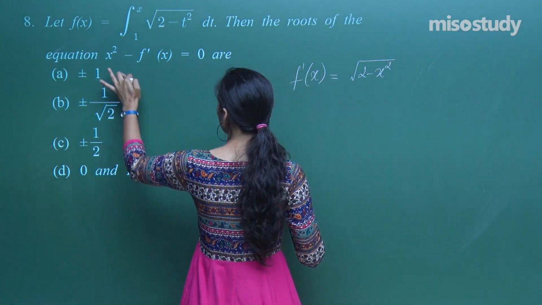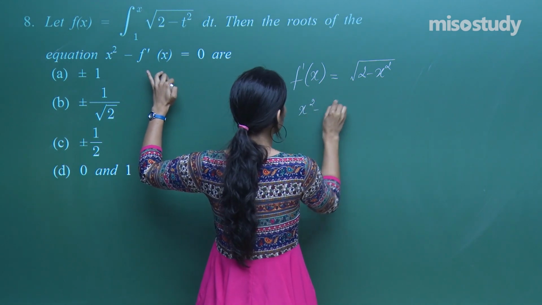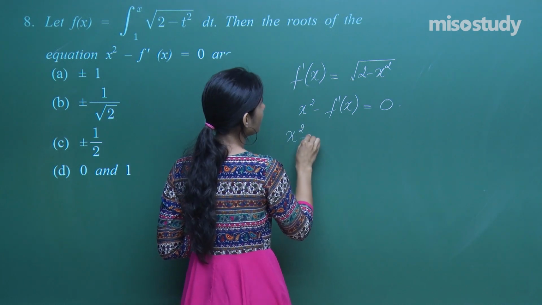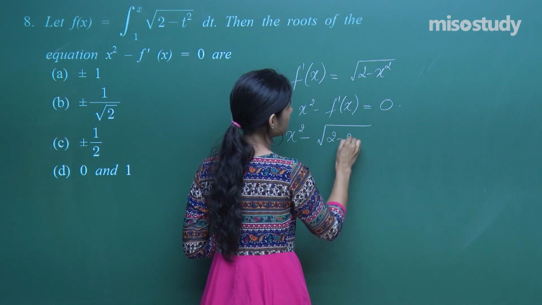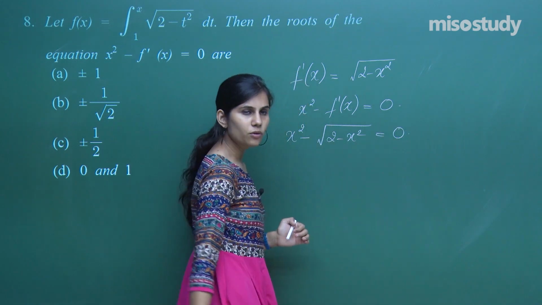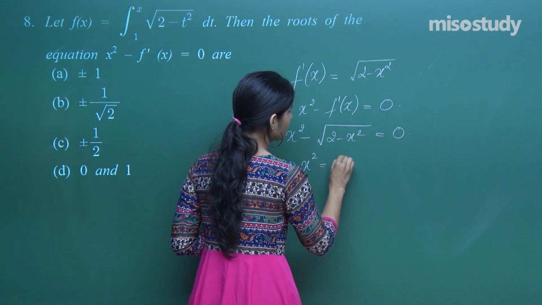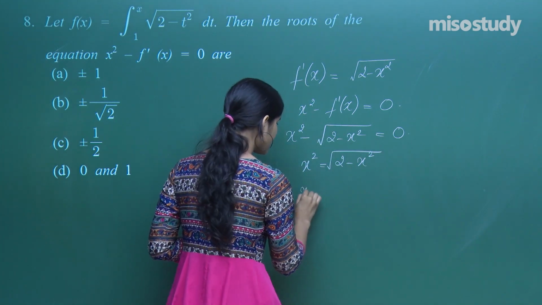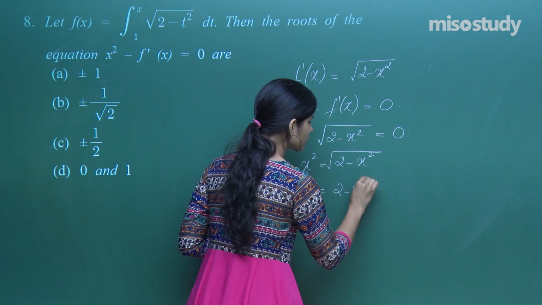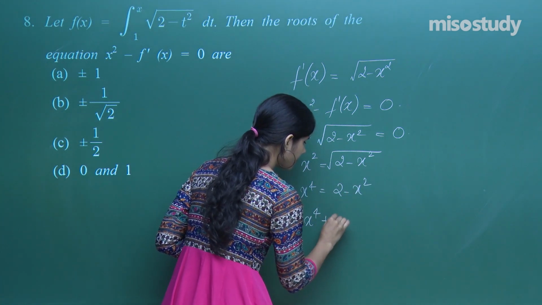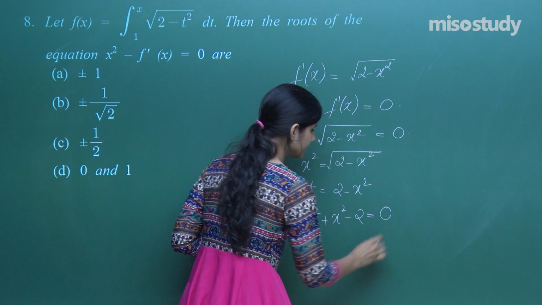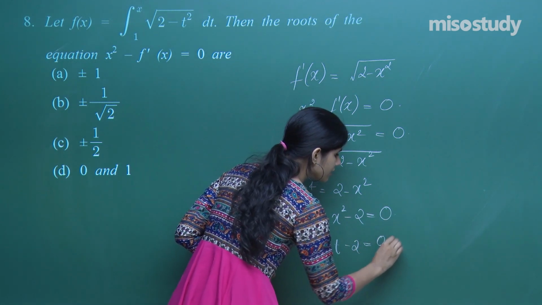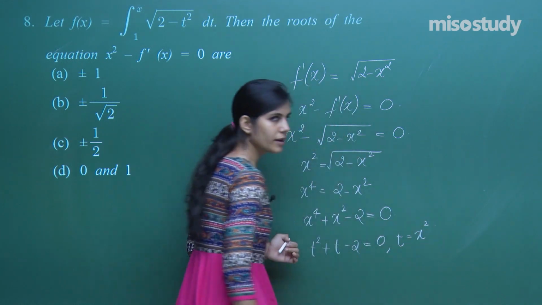If f dash x we know, I am interested in this equation, x square minus f dash x equals 0. x square minus, this is f dash x, equals 0. x square equals under root of 2 minus x square. Squaring both sides, I get x to the power 4 equals 2 minus x square, which is x to the power 4 plus x square minus 2 equals 0. You can write this as t square plus t minus 2 equals 0, where t is x square.